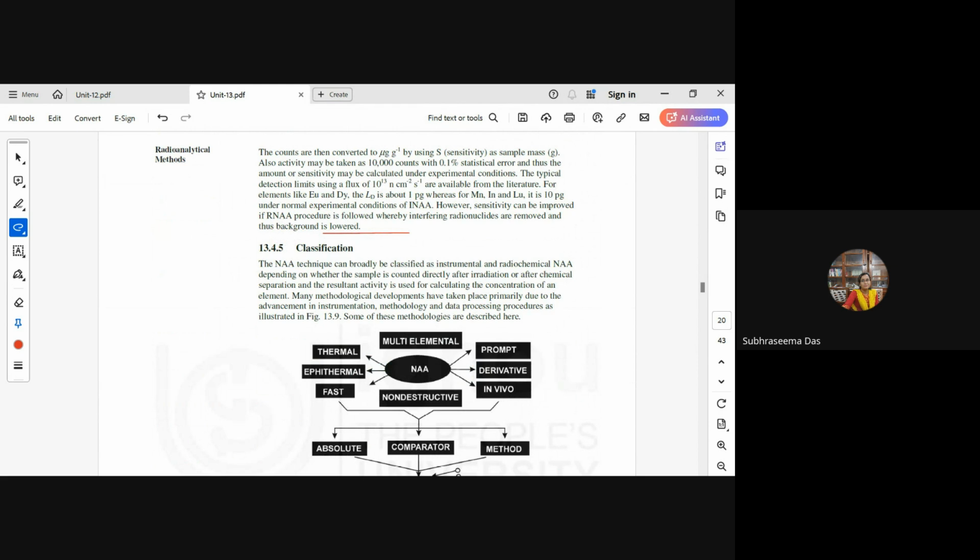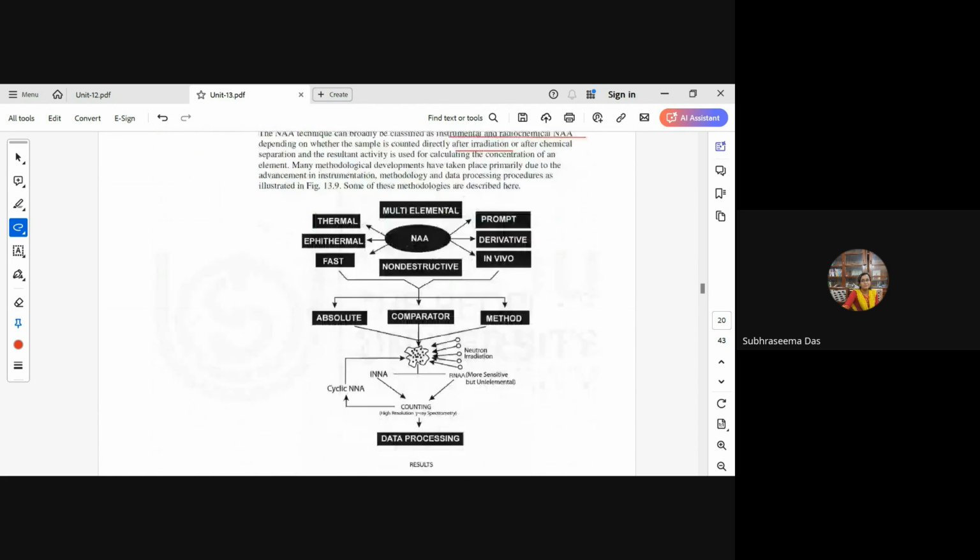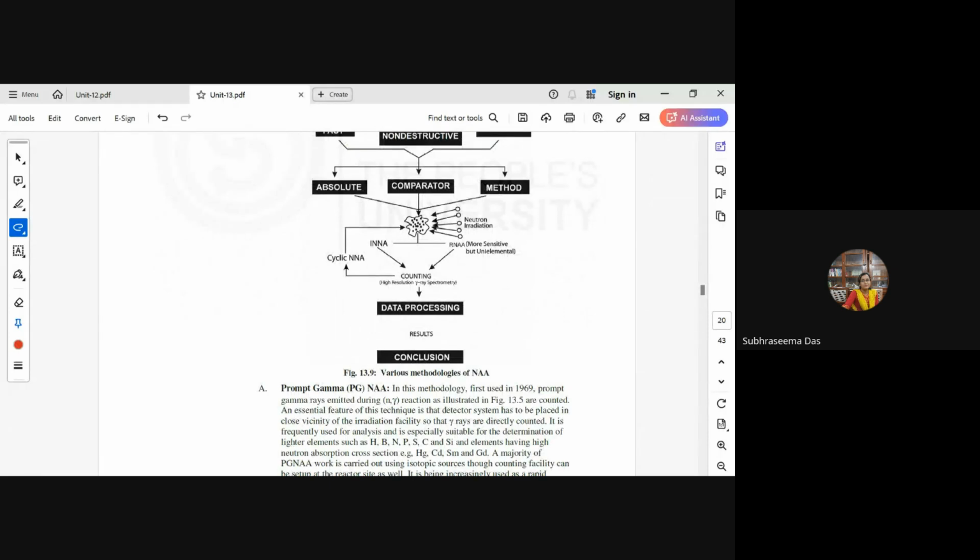The classification of NAA techniques. The NAA technique can be broadly classified as instrumental and radiochemical NAA, depending on whether the sample is counted directly after irradiation or after chemical separation. Many methodologies have been developed for this, and this has led to instrumental advancement and other data processing procedures. In figure 13.9, the various methodologies have been shown.